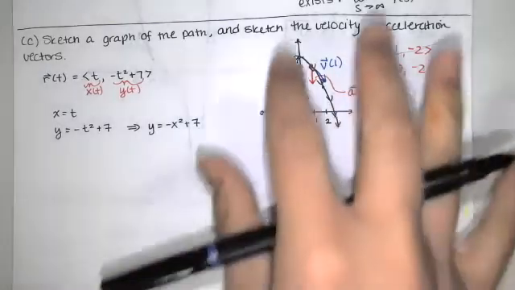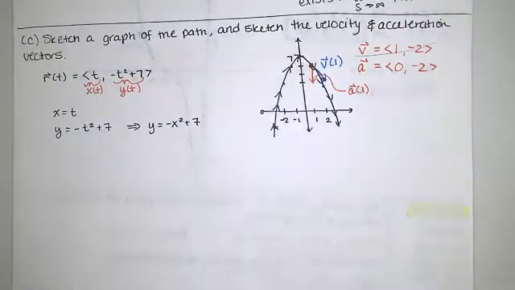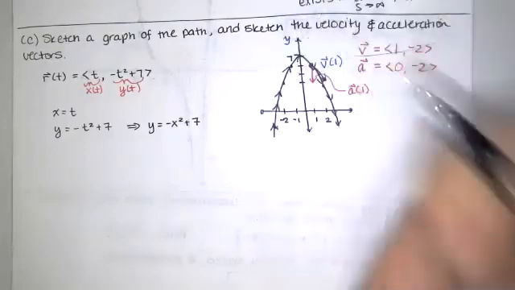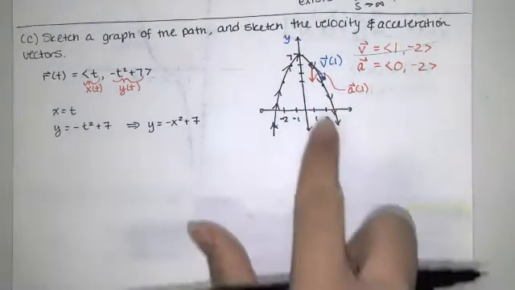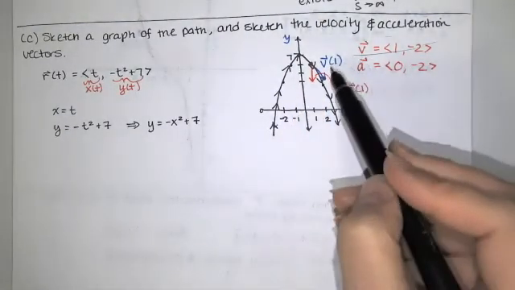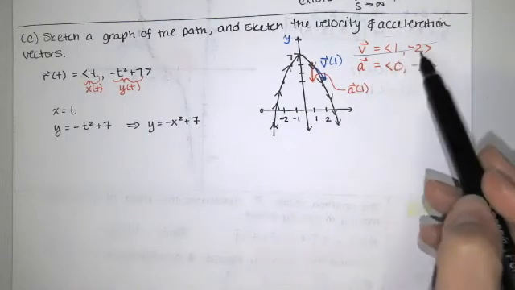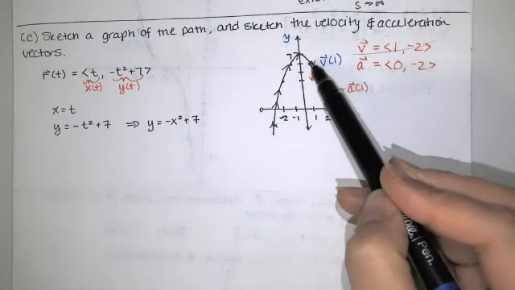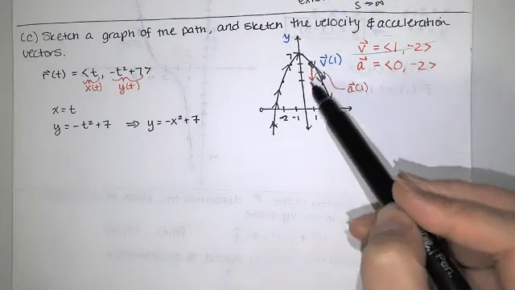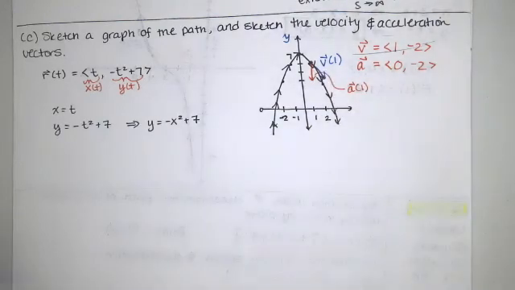So on WebAssign, we're looking for a parabola that crosses the y-axis at y equals 7, and we're looking for 2 vectors, a tangent vector with components 1 and negative 2 at the location x equals 1, y equals 6, and then an acceleration vector that points straight down and has a magnitude of 2.